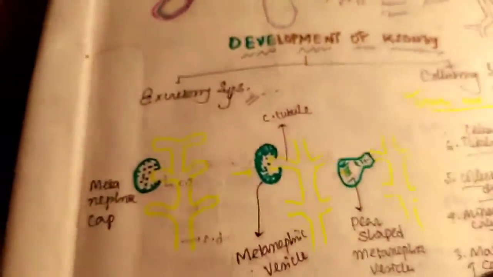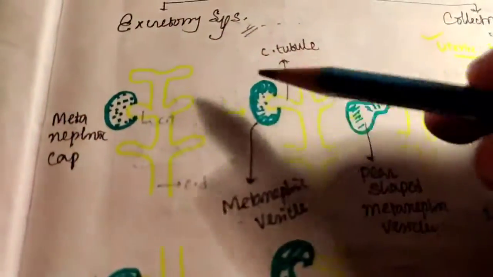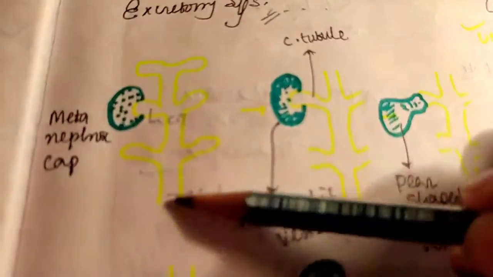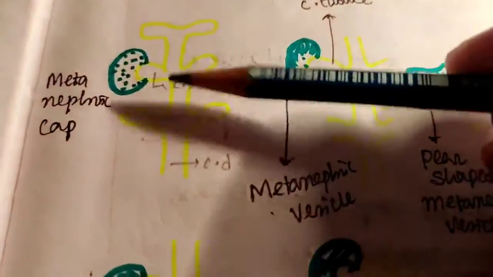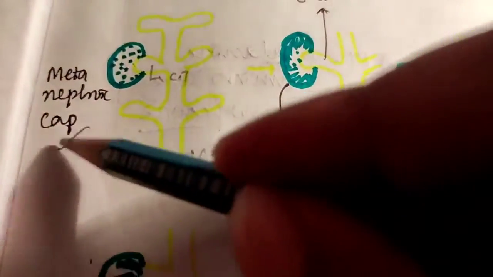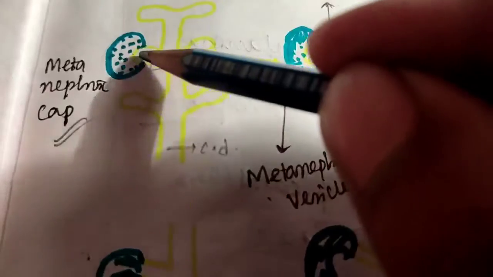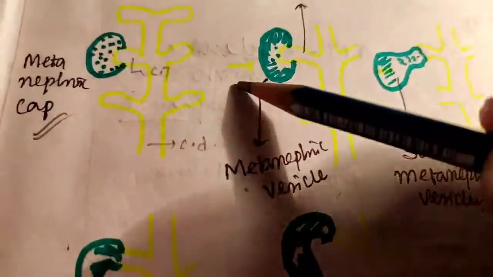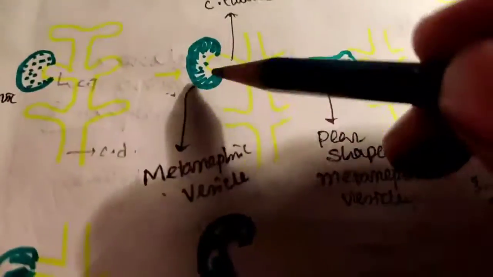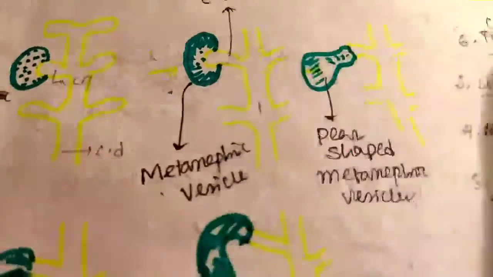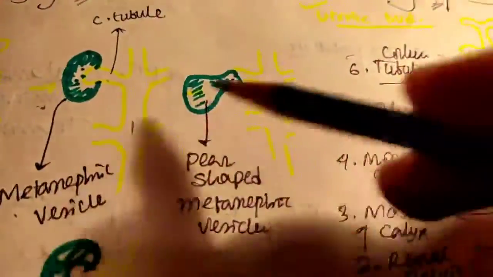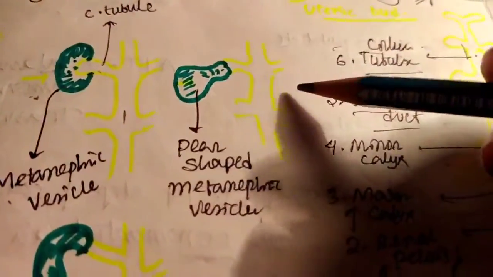Now let's discuss the excretory system development. This portion is known as the collecting tubule or collecting duct, and it is attached to the metanephric cap. This is the cap-like structure. This is the metanephric cap. The metanephric cap will form the metanephric vesicle. You can clearly see the metanephric vesicle, and this portion is the collecting tubule, and this portion is the collecting duct. Then the metanephric vesicle leads to the formation of the S-shaped metanephric vesicle.